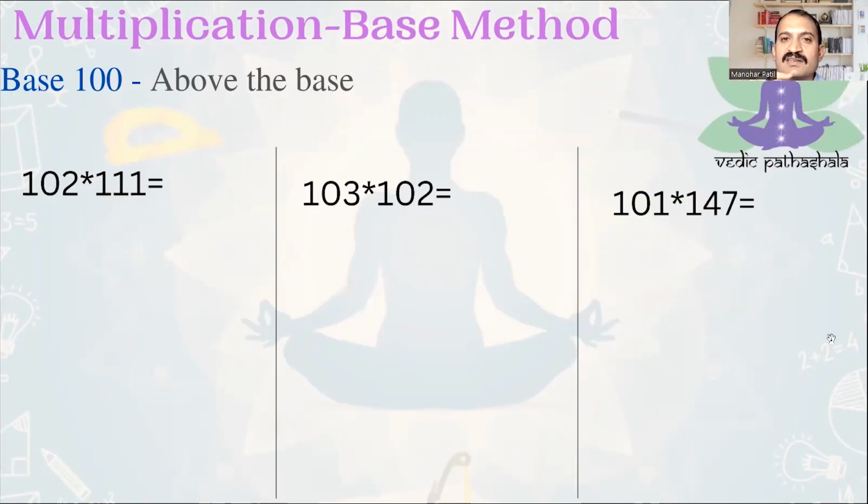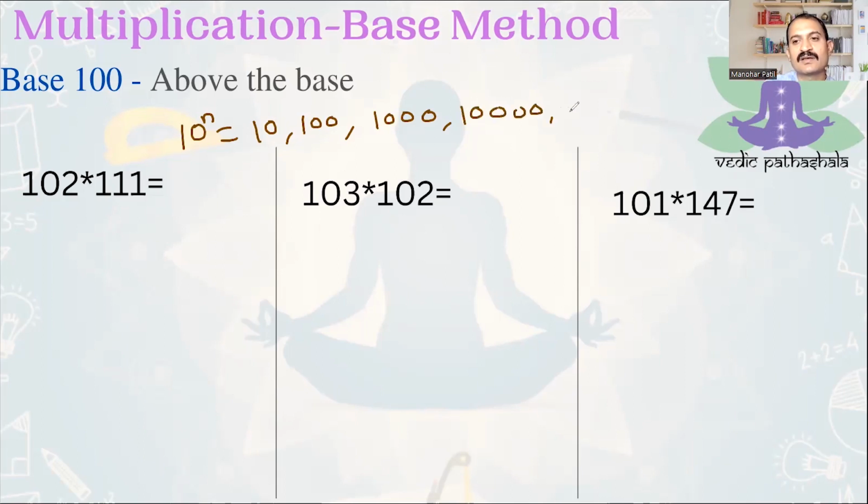One more method is there. It is called the base method of multiplication. So what is base? It's a very famous method in Vedic maths. 10 to the power n is called base. When n is equal to 1, you will get 10. When n is equal to 2, you will get 100. When n is equal to 3, you will get 1000. When n is equal to 4, you will get 10,000, and so on. So all these numbers are called a base.